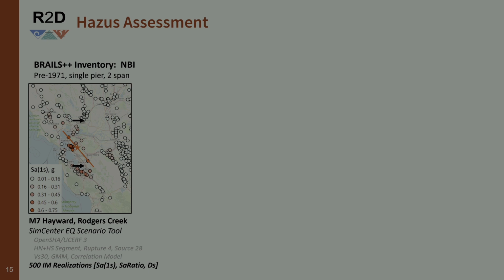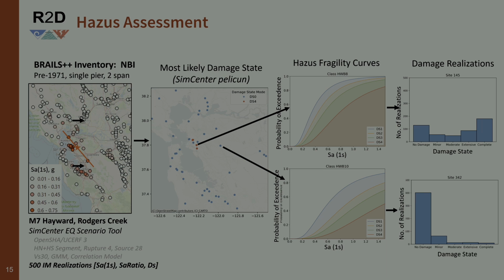We're going to get the spectral shape factor, or the SA ratio, and we'll also get duration for each location. So we have a map of the bridge inventory, and we have a map of the seismic hazards. We could then pass it through, in this case, the HAZUS fragility functions. And for those 500 realizations, we repeat the process for each bridge at each location.